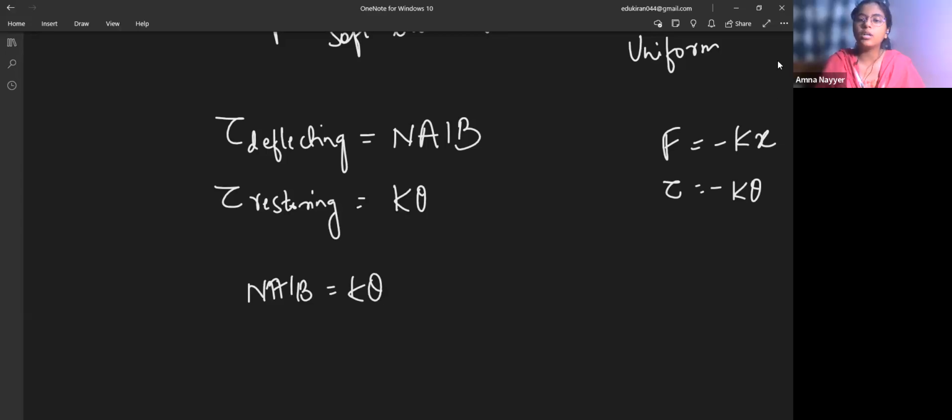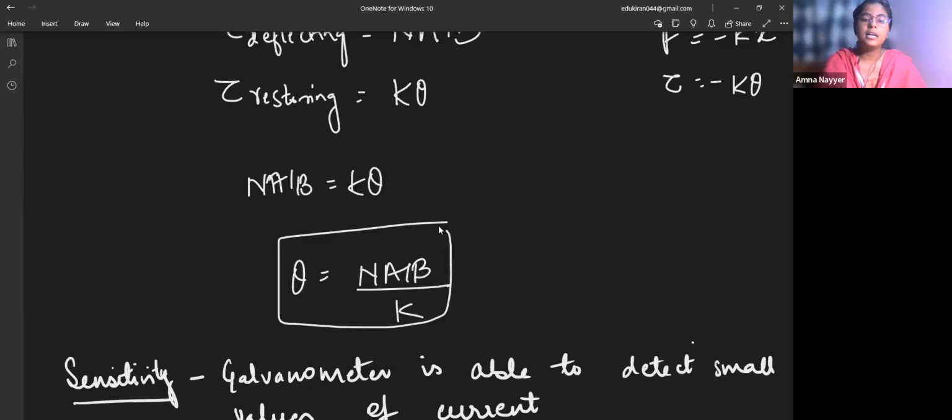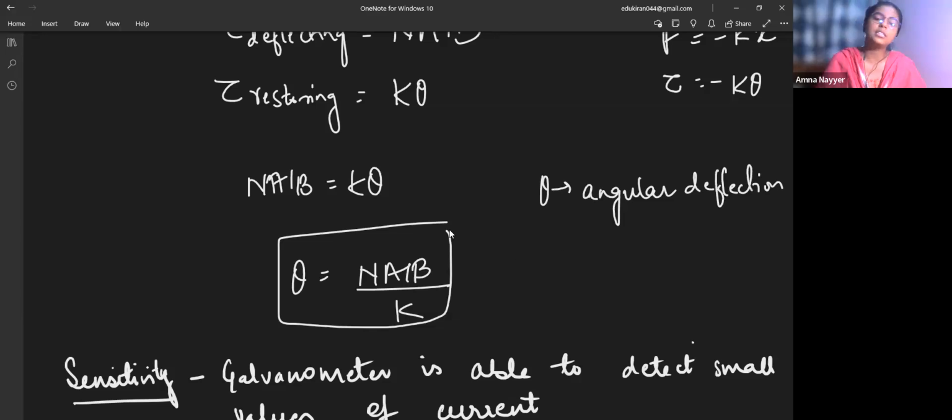From here, we wanted to find out the value of theta. So theta is NAIB divided by K. Theta is actually the angular deflection. K, see, K is a spring factor. If we talk about K, K is a spring factor.